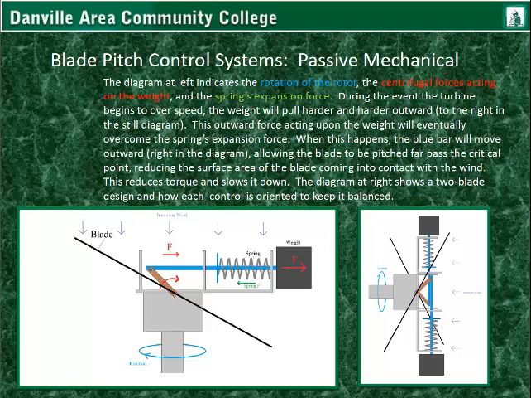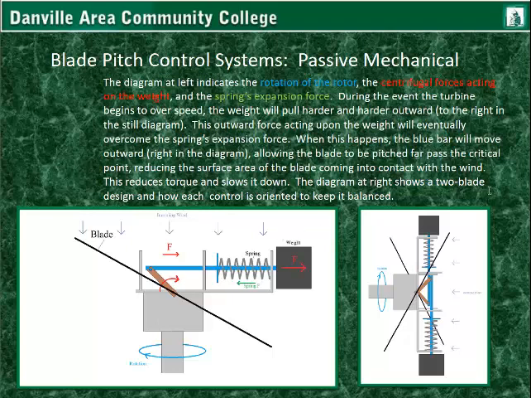So when this occurs, the blue bar will begin to move outward, which is to the right in the diagram, allowing the blade to be pitched far past the critical point, reducing the surface area of the blade coming into contact with wind. This reduces the torque and slows it down.